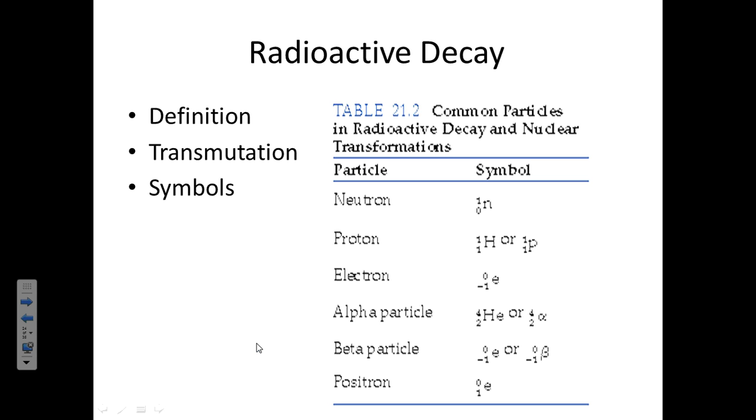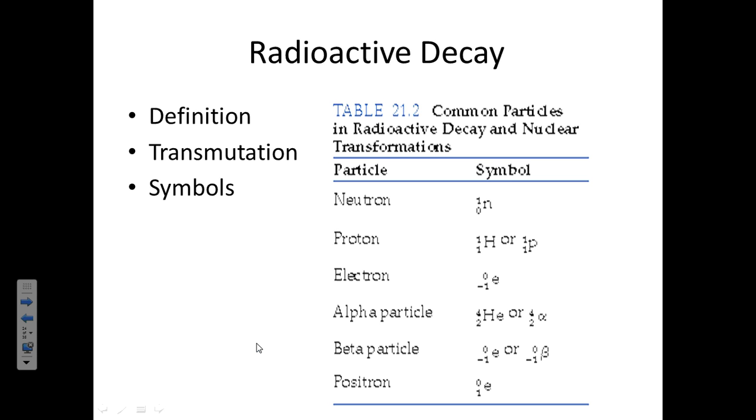You need to know these symbols for different kinds of particles involved in radiation. If you have a 1 and a 0 and an N, that's just a neutron. If you have a 1 and a 1, and either a capital H or a P, that's just a proton. 0 and -1, that's an electron. 4-2 and HE, or 4-2 and what's that funny symbol over there beside it? It's an alpha. It's an alpha particle.